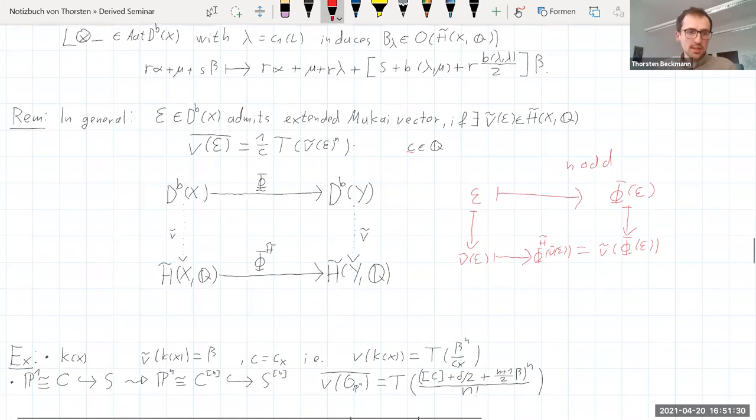And maybe to show that there is more than just line bundles and skyscraper sheaves of points, here's another example, which is a bit more sophisticated. So take a smooth rational curve on a K3 surface. And then on the nth Hilbert scheme, we have a naturally smooth Lagrangian projective space. And actually its structure sheaf also admits an extended Mukai vector. And this formula is a bit more involved.